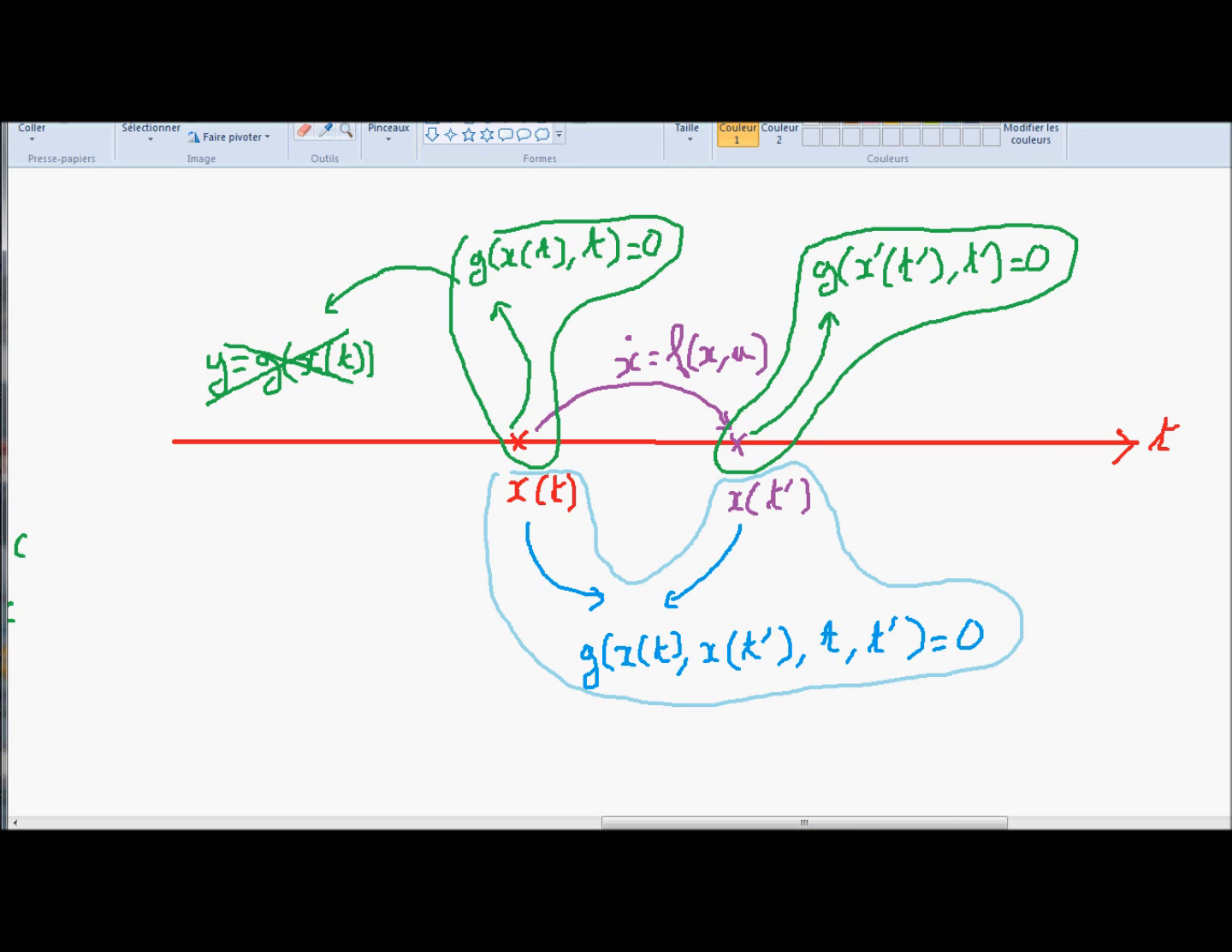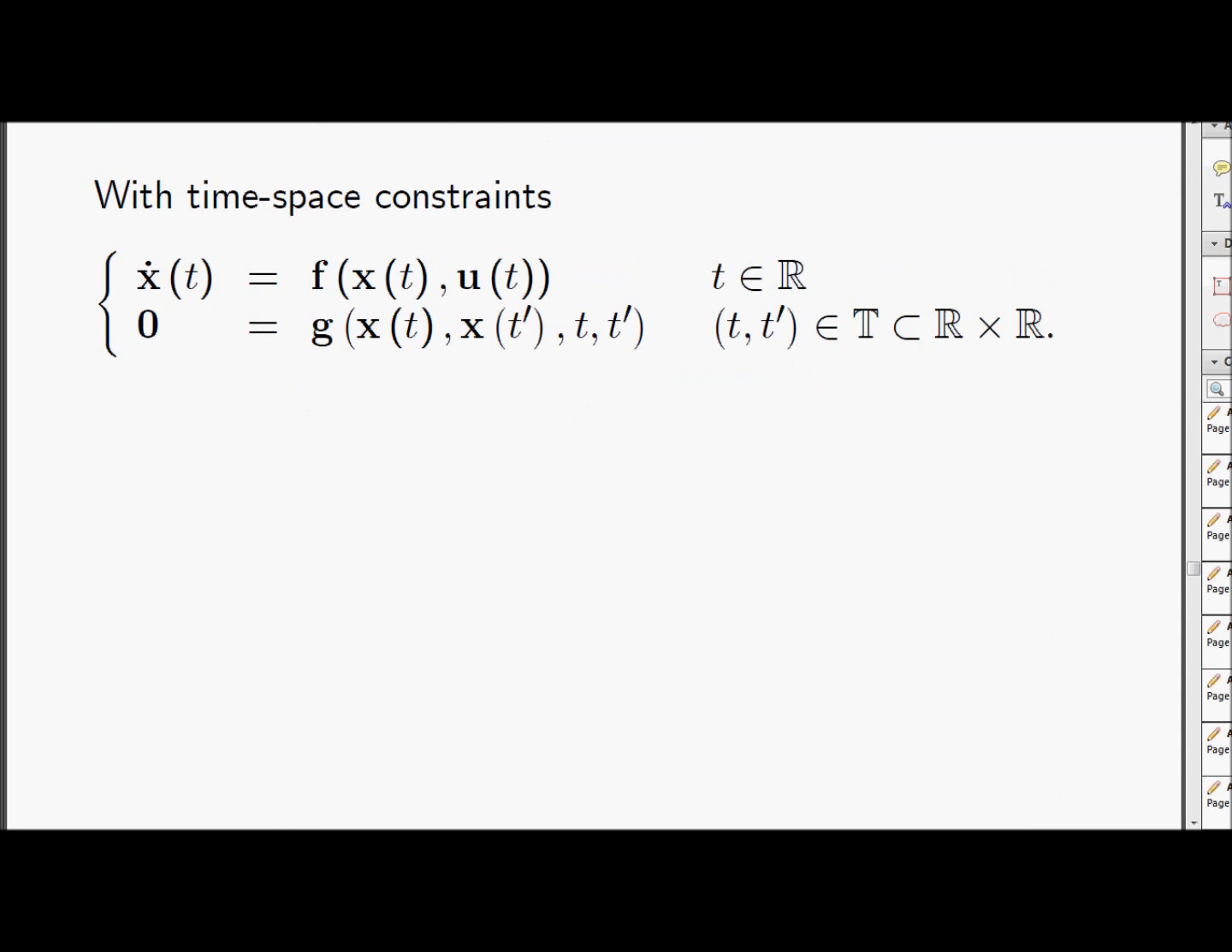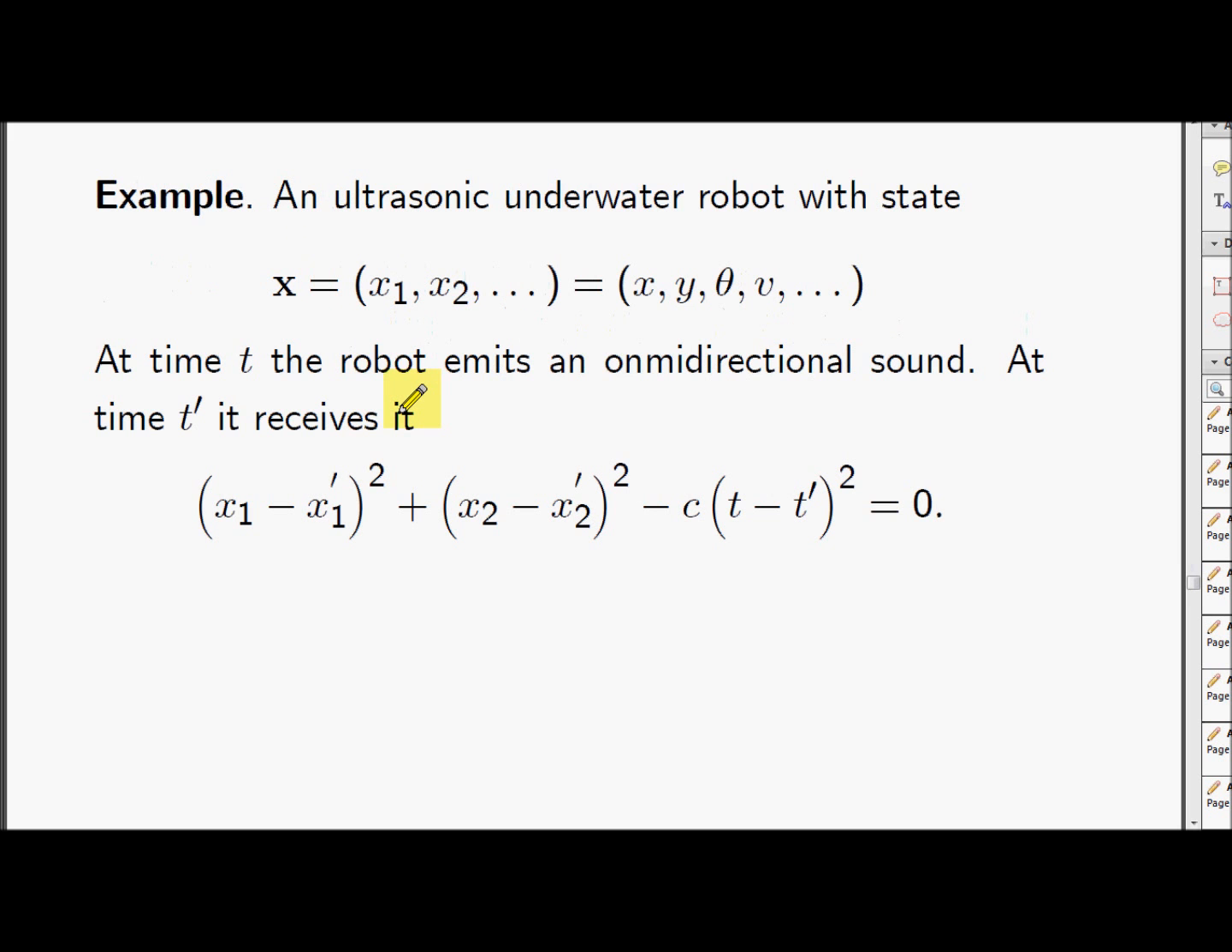So it is what we call a time-space constraint, because you mix the time and the space inside the equation. It's for different time and different state. So an example of time-space constraints is when you have an ultrasonic underwater robot. So it is only one robot, but which goes very fast.